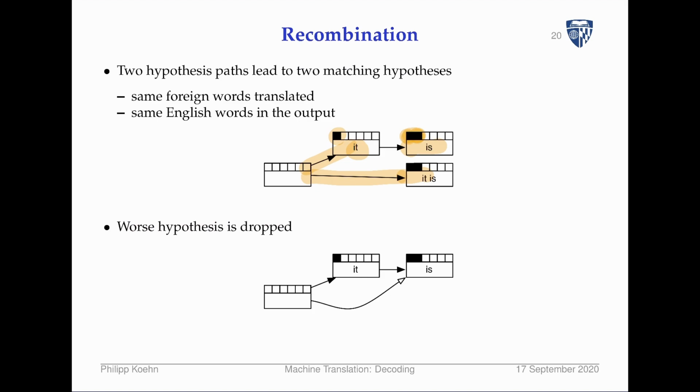One of them has a better score up to now. By a better score up to now, I mean all the phrase translation probabilities factored in, all the language model scores factored in up to this point. And there isn't much in terms of reordering, but any kind of reordering score or any other score that matters up to this point is factored in.